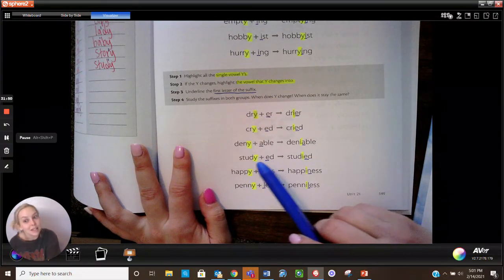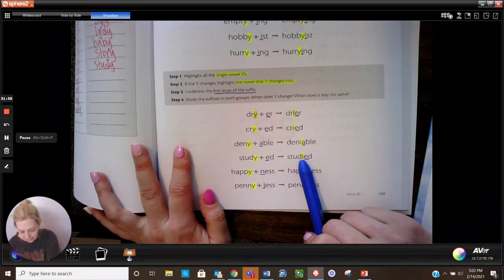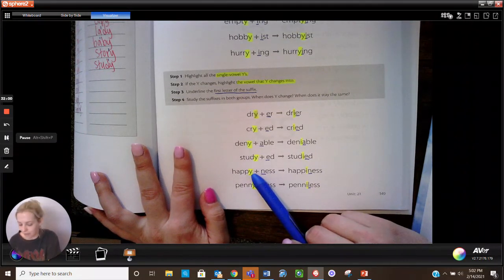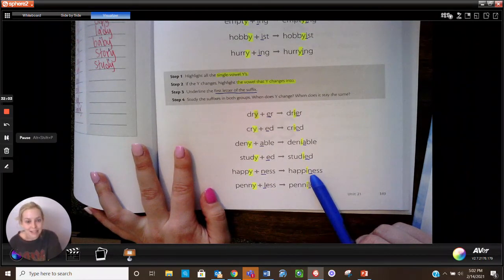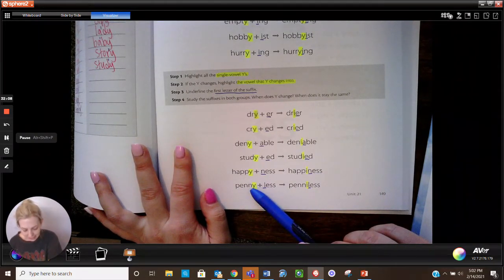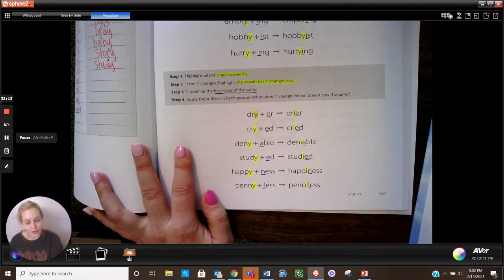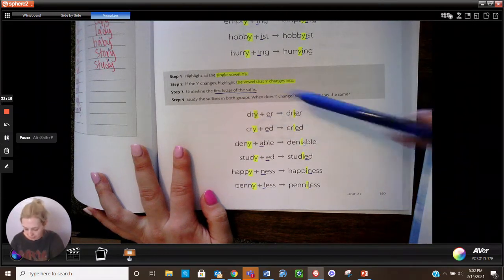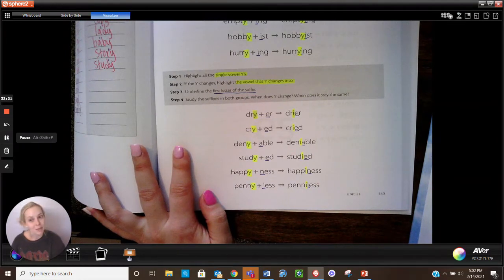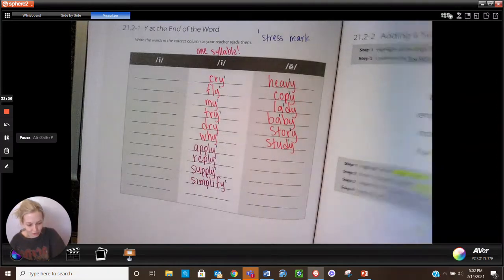Study ends in the E sound. Studied, it's also saying the E sound. Happy makes the E sound. Happiness makes the E sound as well. Penny says the E sound. And penniless also says the E sound. So what do you notice? The I says the same sound as the Y said in the original word. That makes it so easy for us when we're reading. Turn your workbook page.